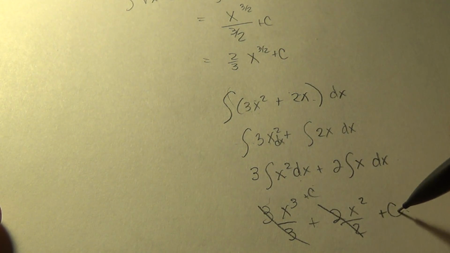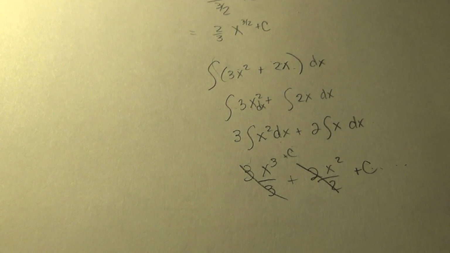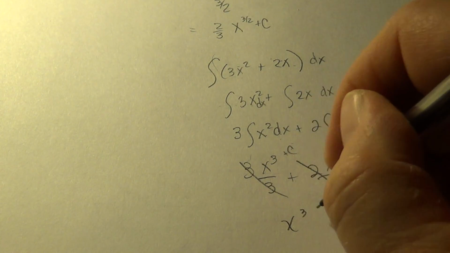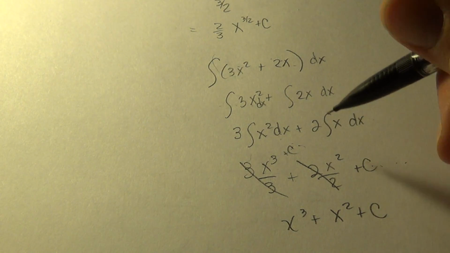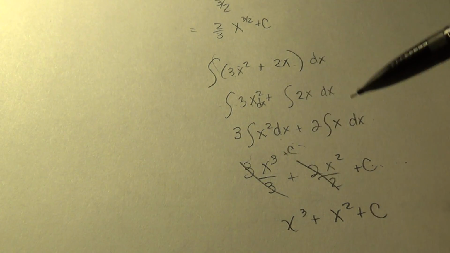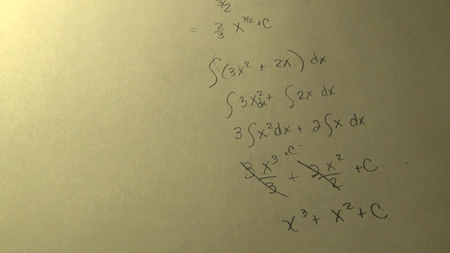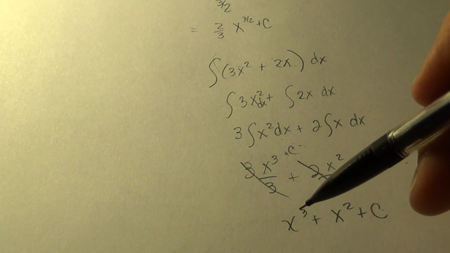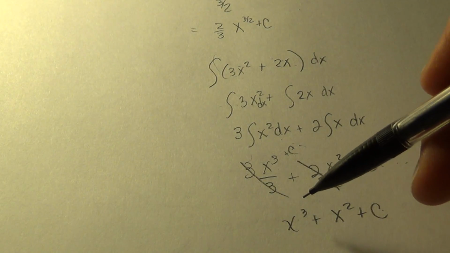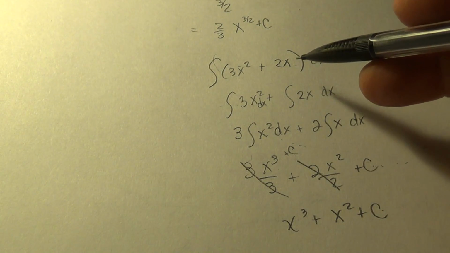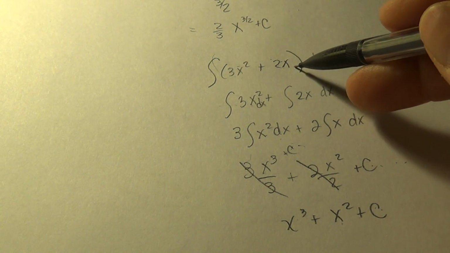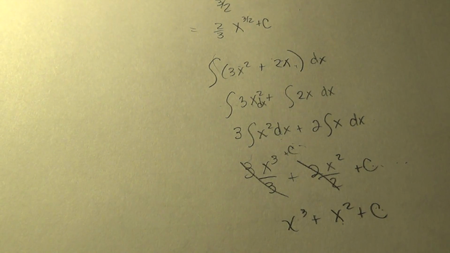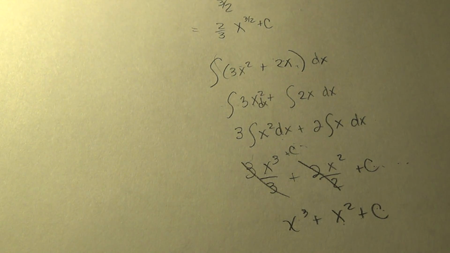We don't say c plus c is 2c. We say that it's just another constant. So these are not going to follow the rules of algebra because they just represent a constant. So one constant plus another constant is just a constant. Alright, so if you integrate this, if you take the derivative of this, do we get back to the original? We get 3x squared plus 2x plus 0. We do.